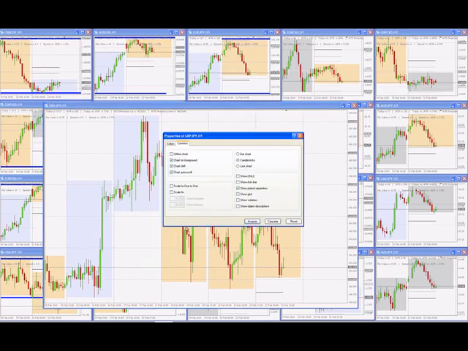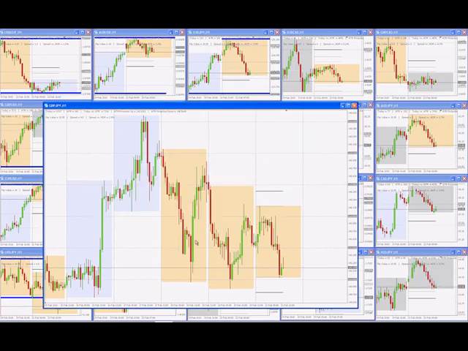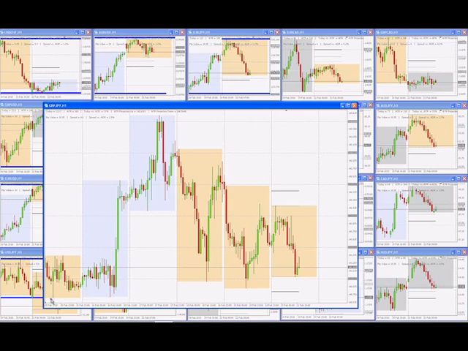Just give me a second, guys. Let me take off the auto scroll feature. All right, that's a double level of support there, so we certainly want to mark that, even though it's quite an old level from an intraweek point of view. It's been 5 or 6 days since this level became significant.